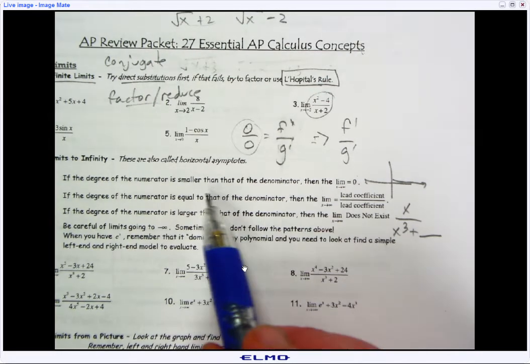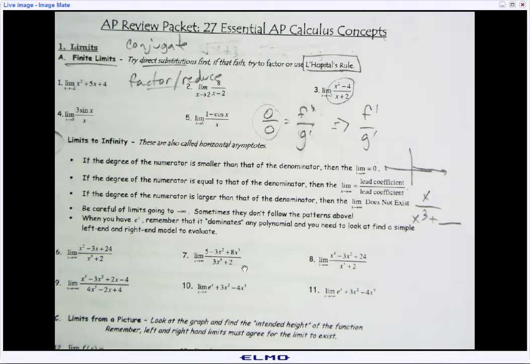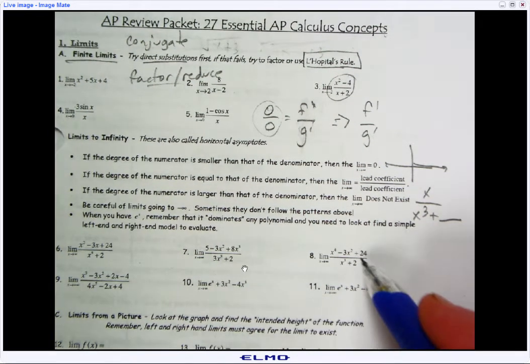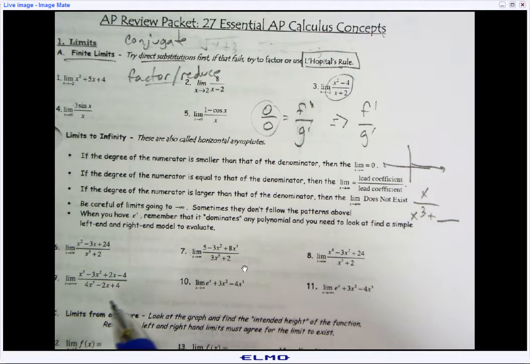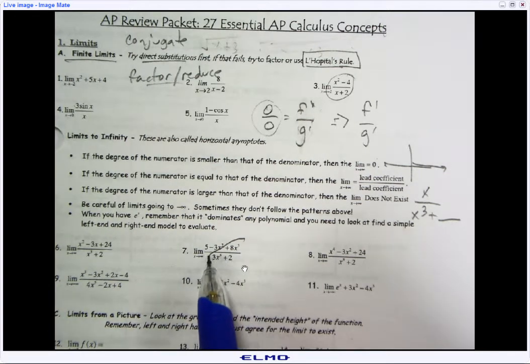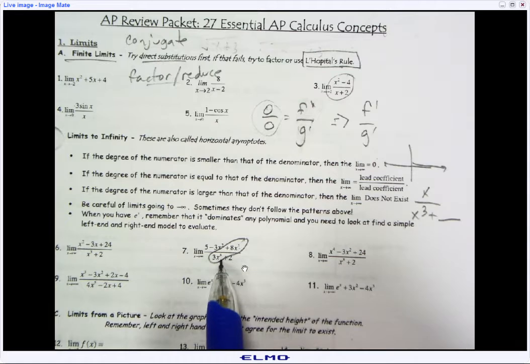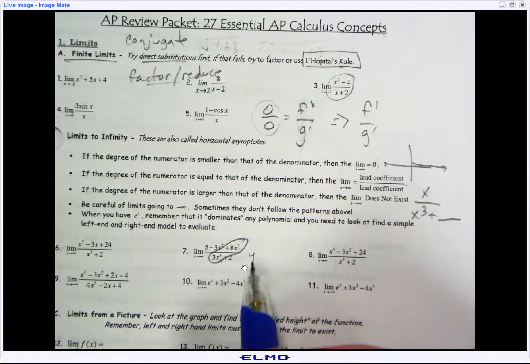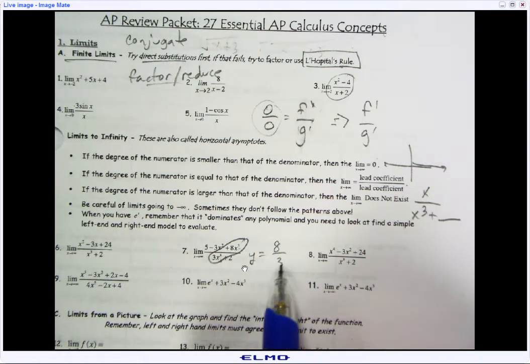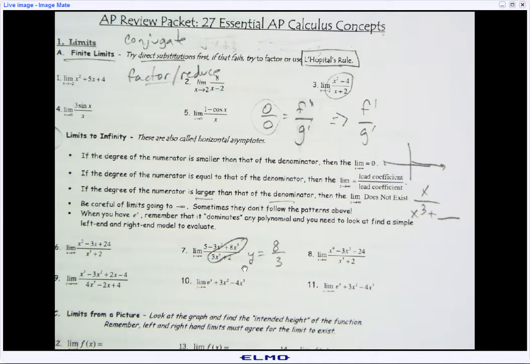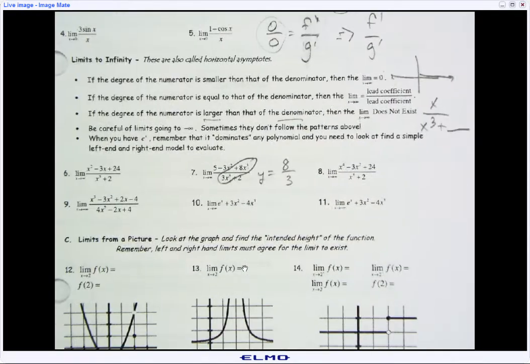If the numerator is equal to the denominator, then you have a horizontal asymptote at the leading coefficients. So looking on here, see if there's one. So if this said this is to infinity, and the leading coefficient here is x to the third, and this is x to the third, you'd have a horizontal asymptote at y equals 8/3. The last case is if it's larger than the denominator, then the limit doesn't exist. It's going to be infinity one way or the other.